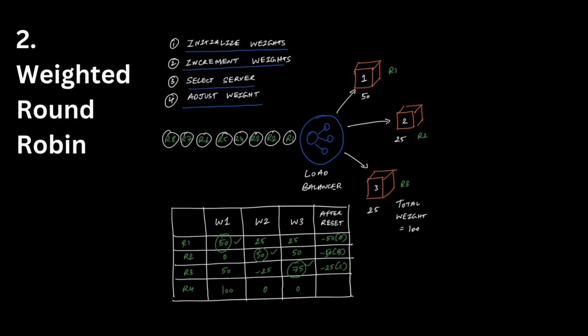Now at this point server 1 has the highest weight, that would be picked for routing the request R4. Now we also have to adjust the weight of server 1 by 100, so that would lead to a weight of 0. For the next request R5, the weight of server 1 would be incremented by 50, and the weight of server 2 by 25, and the weight of server 3 by another 25, and again the iteration would continue. That's a bit about how round robin works for the weighted case.